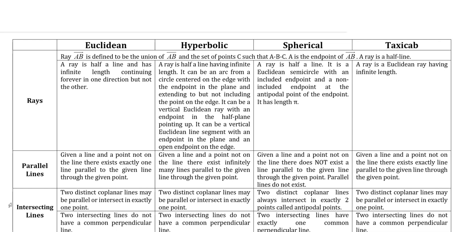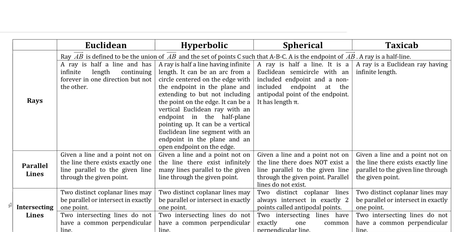A ray is half of a line in hyperbolic geometry as well, and it can be an arc from a circle centered on the edge with the endpoint in the plane and extending to but not including an endpoint on the edge. Other possibilities are a vertical Euclidean ray with an endpoint in the half plane pointing up, or a vertical Euclidean line segment with an endpoint in the plane and the other endpoint on the edge. So again, see an earlier video for illustrations of all these things.